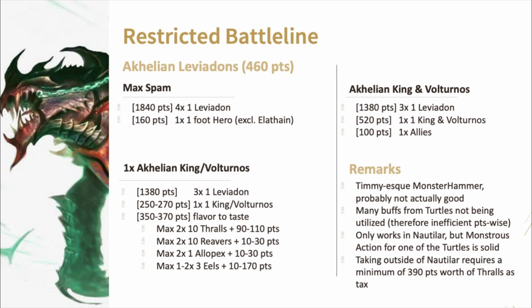So anyway, there are many buffs from the turtles that are not being utilized and therefore are inefficient points-wise. So for example, the +1 to save is only really helping the King or Volturnos, and then whatever units you bring along. And then the +1 to hit is only applying to the Namarti units. So unless you're bringing some Namarti, you're not benefiting from it so much. Again, these builds only work in Nautilar, but the monstrous action for one of the turtles is solid, like I said. And taking outside of Nautilar requires a minimum of 390 points worth of Thralls as tax. So just like before, we're doing 2,000 points, minus 390, minus at least 110 for a hero, then dividing by 460 for the turtles, which probably puts you at 2 turtles.